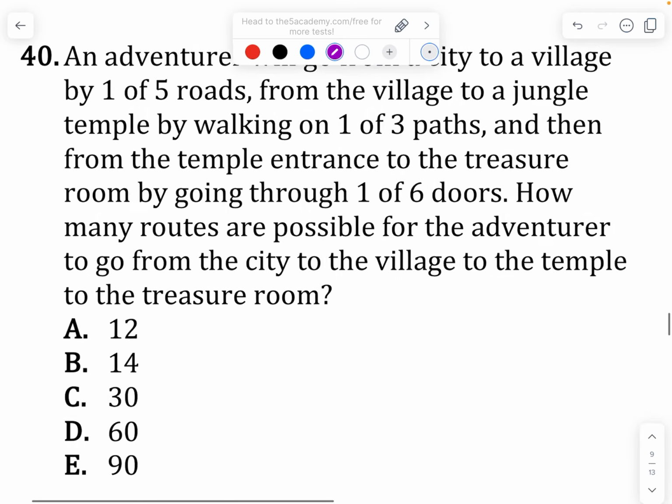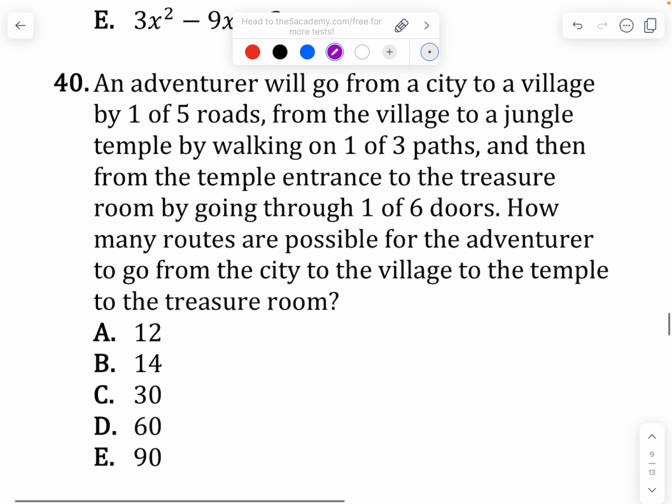Okay. An adventurer will go from a city to a village by one of 5 roads, from the village to a jungle temple by walking on one of 3 paths, and then from the temple entrance to the treasure room by going through one of 6 doors. How many routes are possible for the adventurer to go from the city to the village to the temple to the treasure room? Okay, so think of it this way.